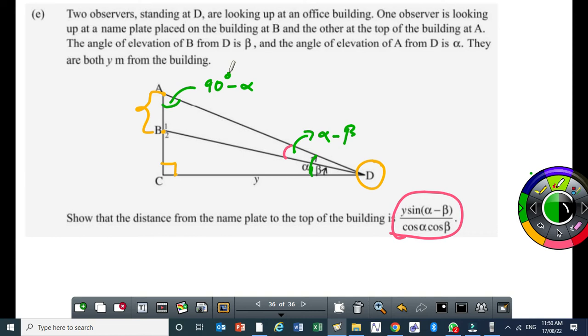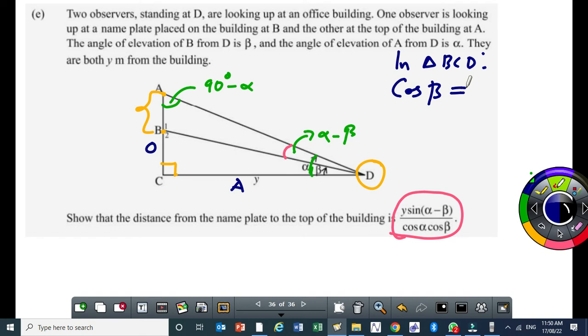So let's calculate BD. So I'm going to use triangle BCD to calculate the length of BD in terms of y. Okay? So here I'll say in triangle BCD. Now BD is my hypotenuse. I have got my angle here beta, which means this side is the opposite, that's the adjacent. So the adjacent side is given. The hypotenuse is not given, that's the one I want to calculate. My reference angle is beta. So this will be cosine of beta will be equal to the adjacent side y over BD.